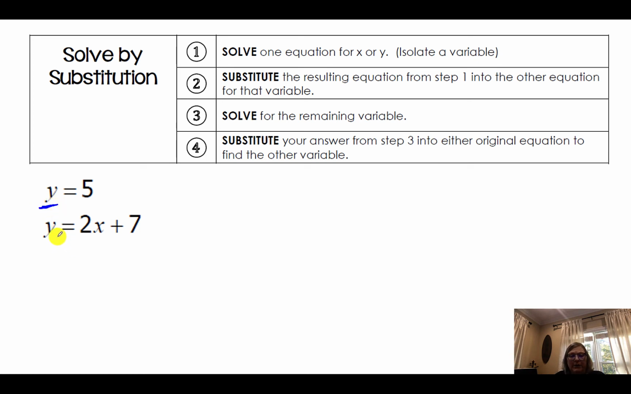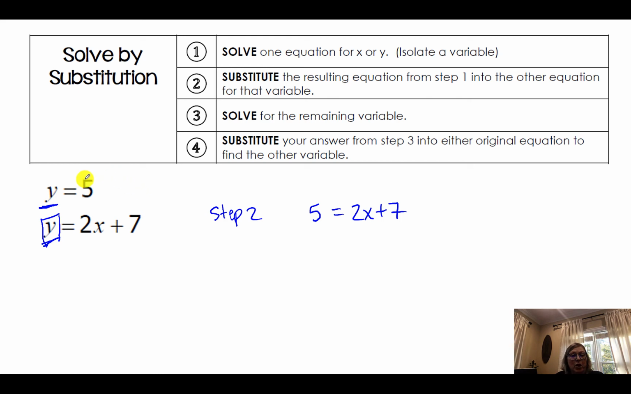So if y is equal to 5, and y is also equal to 2x plus 7, then I can substitute for this y the other thing that's equal to y. So I can, this is actually step 2, I can just write 5 is equal to 2x plus 7.